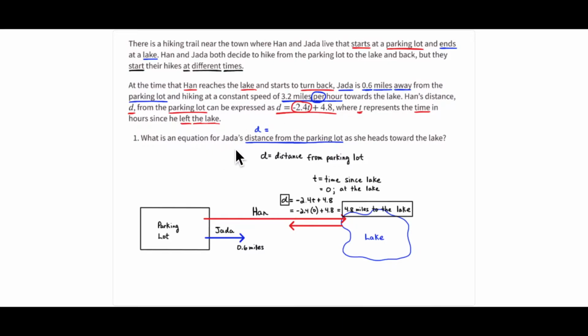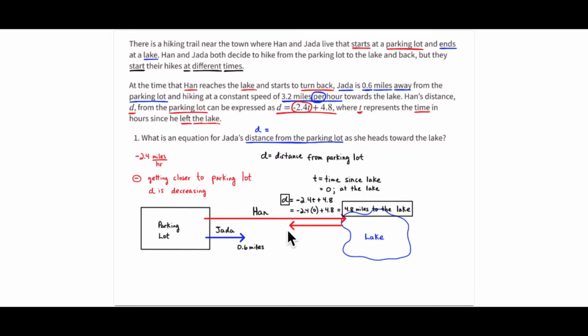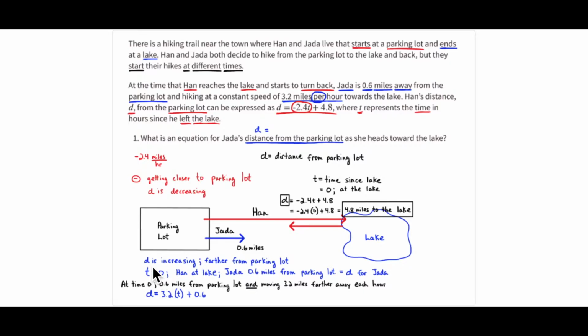It asks, what's an equation for Jada's distance from the parking lot? So how far is she from the parking lot for each hour? Han is hiking at a negative rate, negative 2 4/10 miles per hour, because he's heading back. So for each hour, he's getting closer and closer to the parking lot, which is less and less distance. So you subtract that amount from the 4 8/10, the distance to the lake. So d is decreasing.